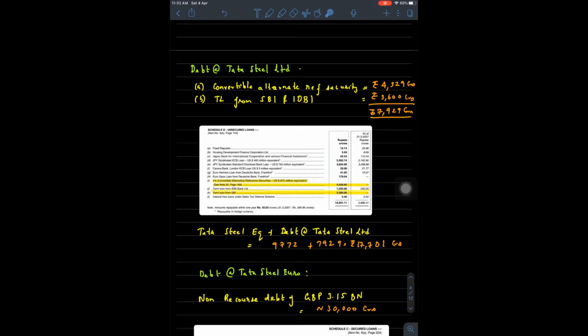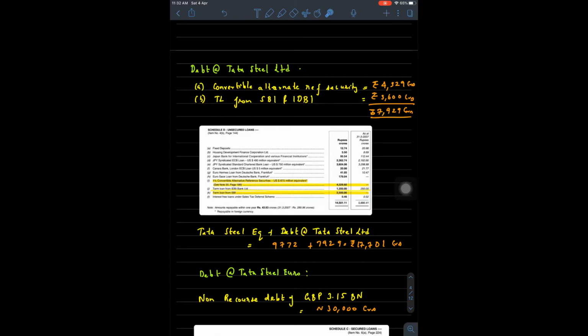So this again, you could find in both the standalone and consolidated financials of Tata Steel Limited, right? This particular snippet is from the standalone financials of Tata Steel Limited, and this will get reflected in standalone also because this debt is raised at Tata Steel Limited level.